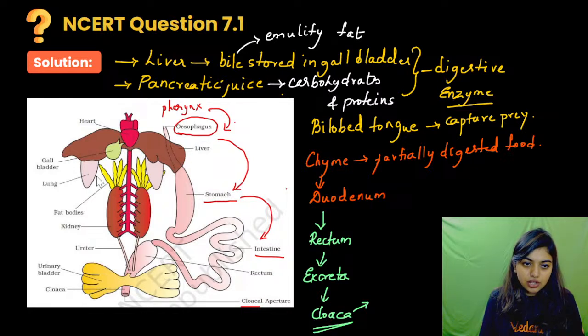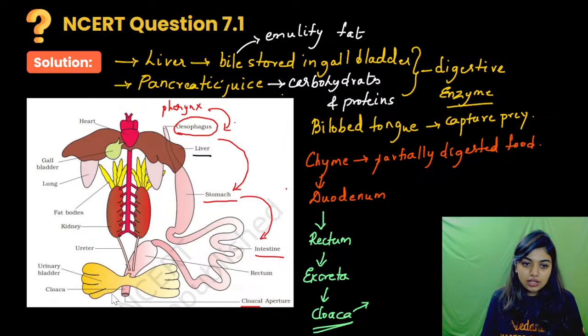Now look here students, here you have the lungs. The brown color is the liver. From there, there is a direct connection. Fat bodies are there, and then the kidney. From the kidney you can see the ureter, similar to us. But if you notice, the ureter does not get connected elsewhere; it opens into the cloaca itself.